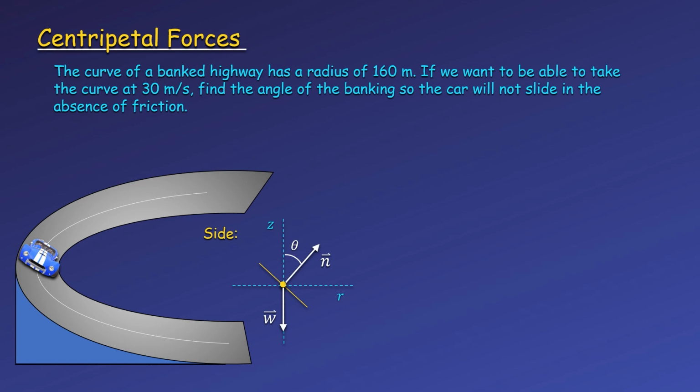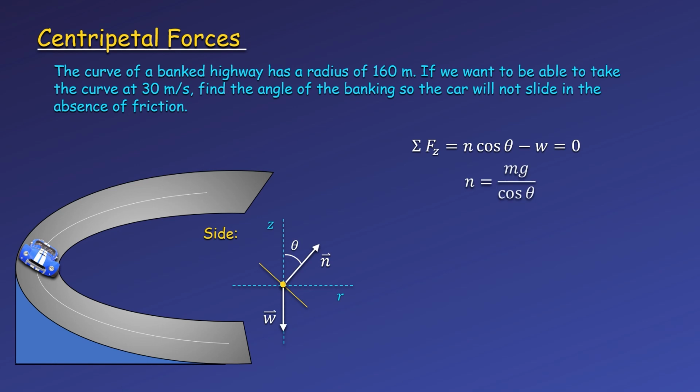Here we are looking at the angle that is just steep enough that we can make the turn without the help of friction. We will begin by summing forces in the vertical direction. We have the z component of the normal force, found by using cosine, and a negative weight. Solving for the normal force, we get the weight mg over cosine of theta.